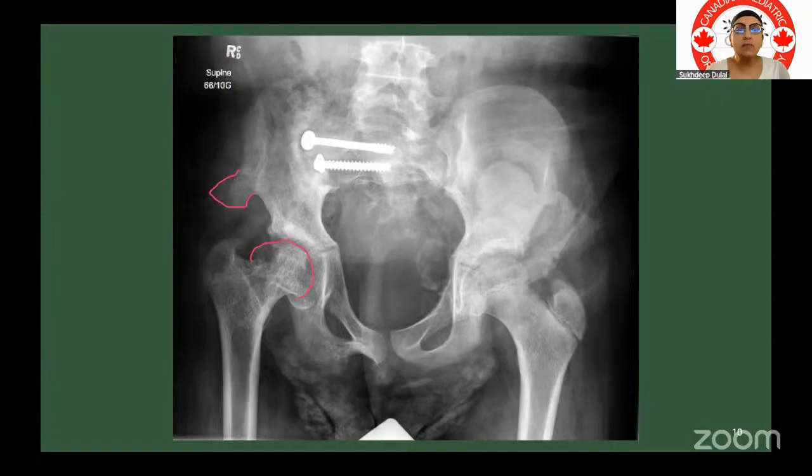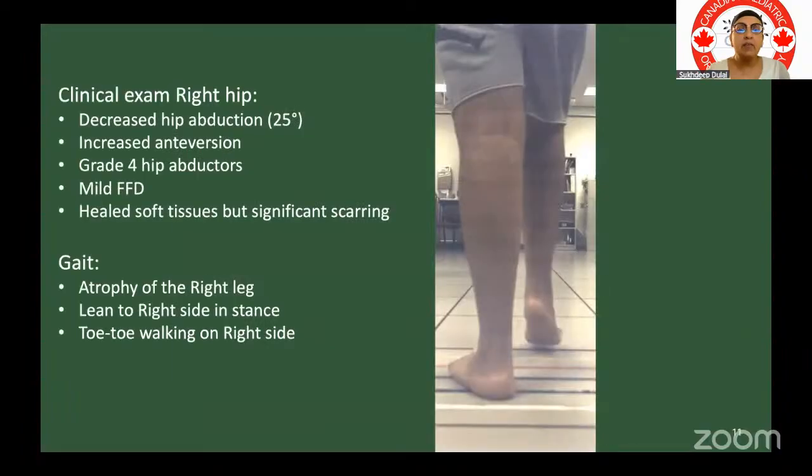Well, there's also, I just outlined some new bone formation just off of the iliac crest, which was related to his previous injury, but significant because perhaps that is also impinging when he abducts his hip, given the height of the trochanter. So on clinical examination, he had decreased hip abduction as well as increased anteversion, and he had some weakness in the hip abductors, although they were functioning more than anti-gravity. He had a mild fixed flexion deformity of the hip, and his soft tissues were nicely healed, but there was very significant scarring on the lateral aspect of the thigh.